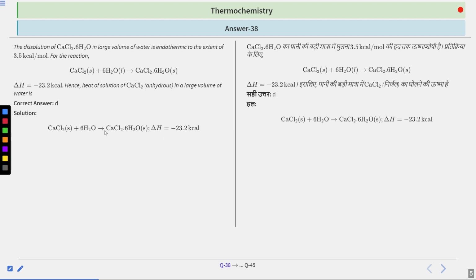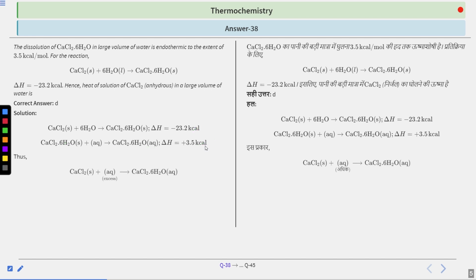Now, this reaction is already given, and the heat of the water addition is also mentioned, which is minus 23.2 kilocalorie. Next thing we have to do is dissolve this solid into the aqueous part. As I have said, this will occur in 2 steps. So this is the first step, and this is the second step.